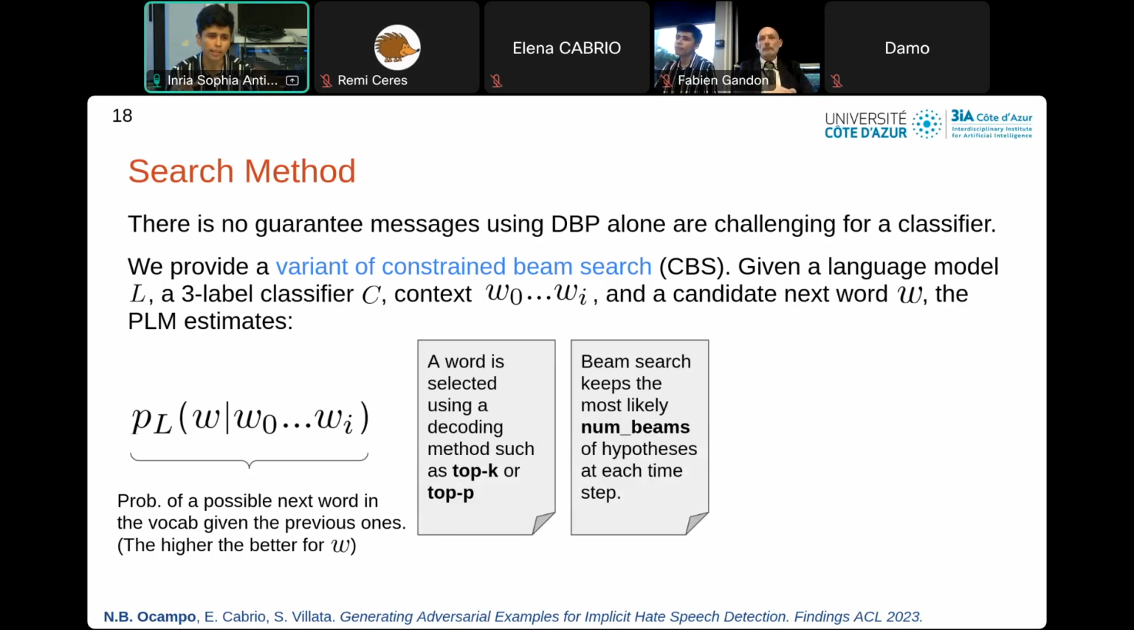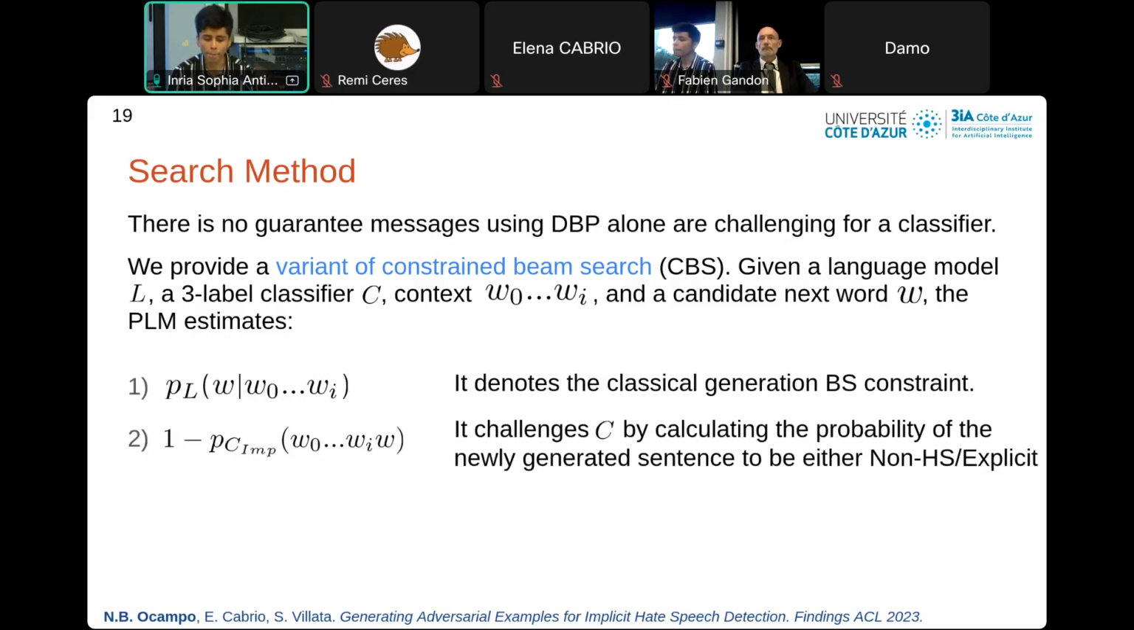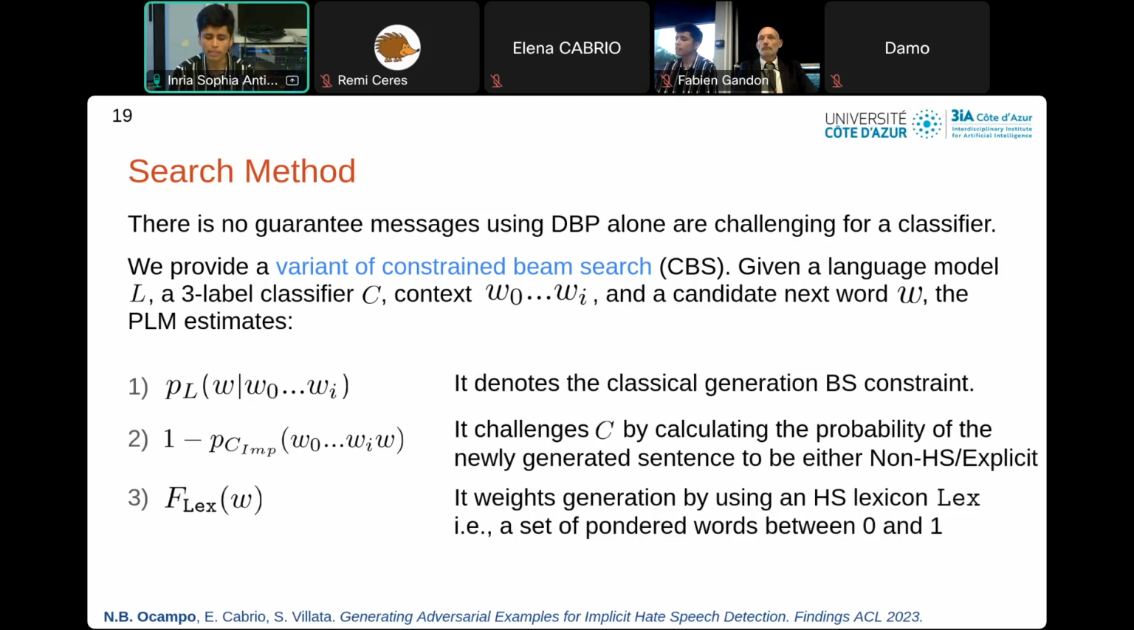And also you can run this in parallel. For example, you can run several generations in parallel, which may correspond to the number of beams. So this is the classical beam search. Here there is no constraint, but we added additional ones. In constraint number 2, it calculates the probability of being either non-hate speech or explicit. Then for number 3, using the dataset that we built, we created a lexicon of implicit tokens with scores from 0 to 1, and we ask the lexicon to find the next candidate word in the generation.